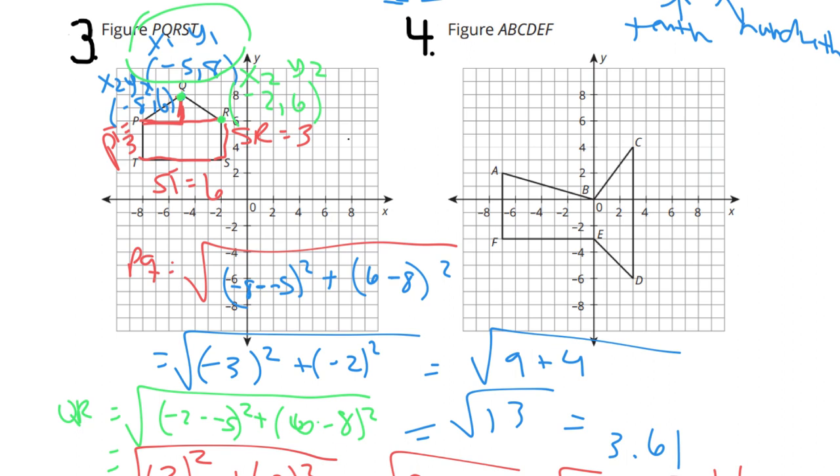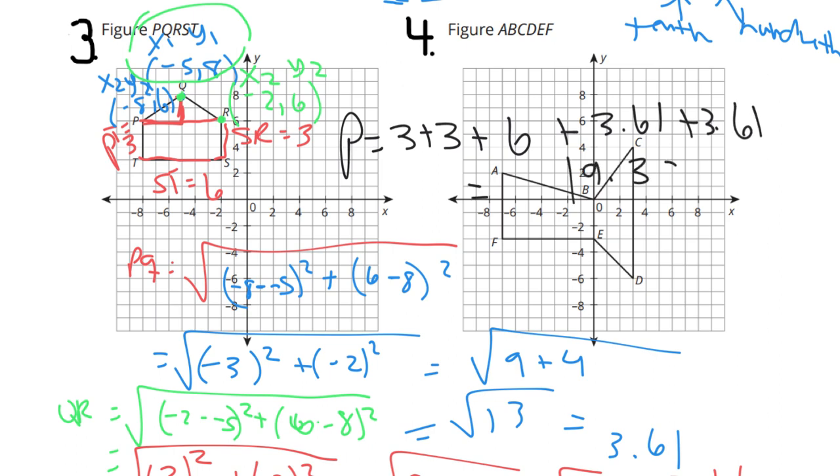So the perimeter is 3 plus 3 plus 6 plus 3.61 plus 3.61. And that's going to be 19.32 units. Okay? And that's how you do that one.